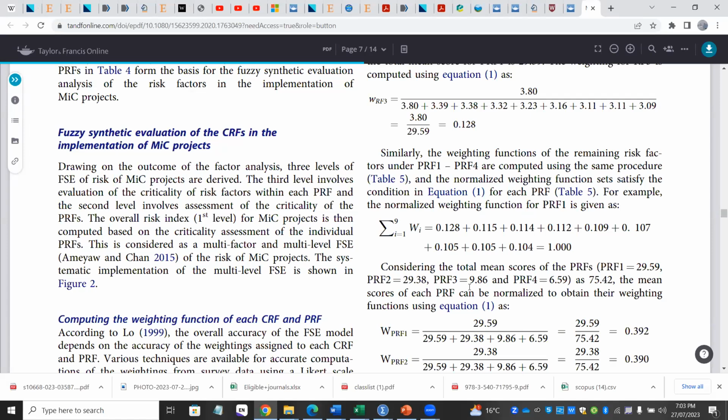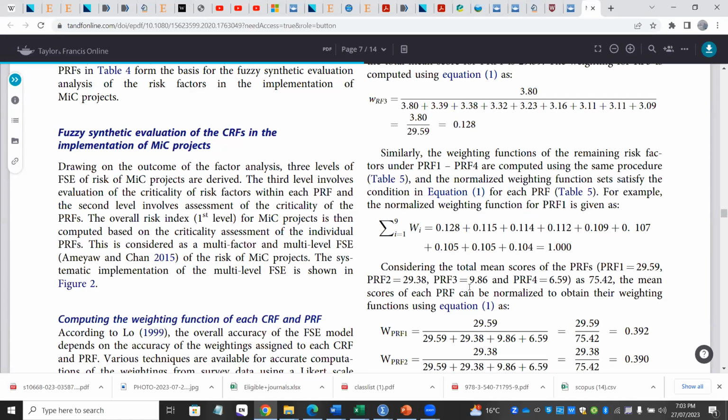So what are the 3 levels? The first one is the evaluation of the criticality of the risk factors, in other words, the individual factors. You can use the fuzzy synthetic evaluation to determine their criticality within each of the groups from the factor analysis. And the 2nd level involves assessment of the criticality of the groups. So first, you determine the criticality of the sub variables or the variables or the factors within each group.